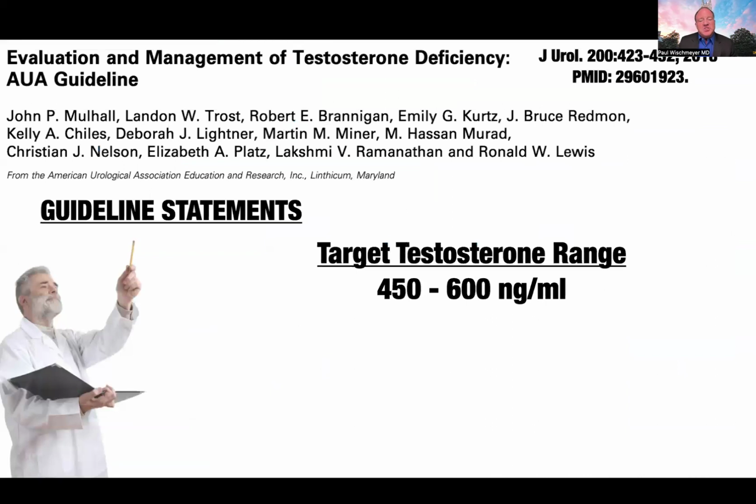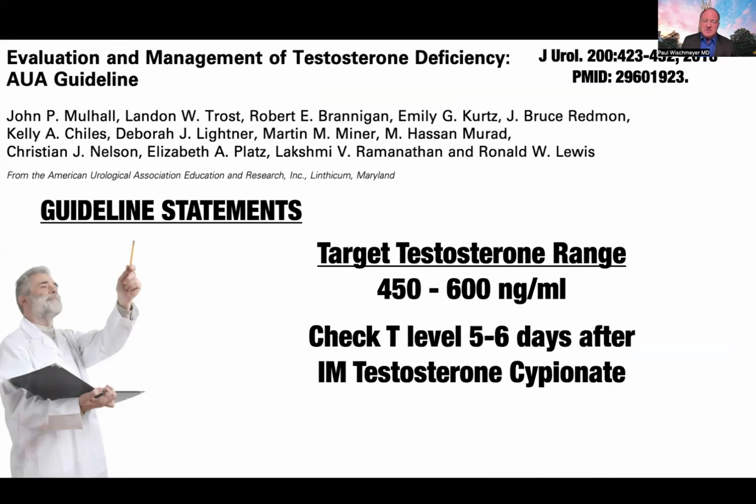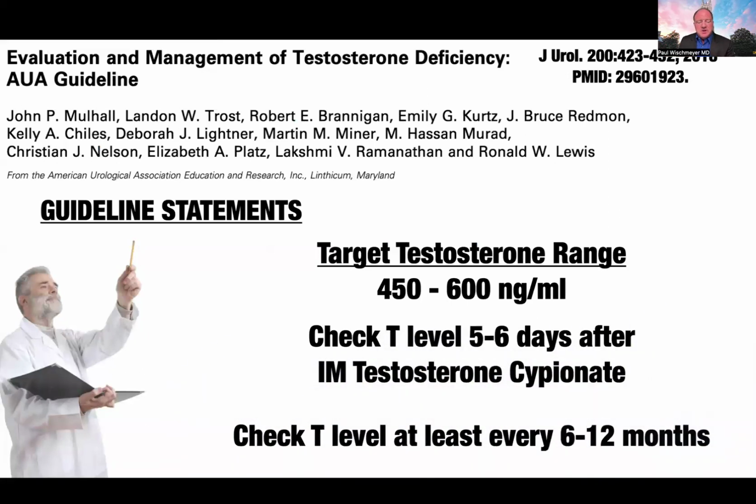And your target range is 450 to 600. Most physicians that I have talked with who do this routinely target 500 to 600. You want to check a testosterone level 5 to 6 days after the IM testosterone cypionate, which is very commonly used around the world. It's the drug we often use at Duke. It has a half-life of about 9 days. And so again, then you want to check testosterone levels every 6 to 12 months in the outpatient setting.